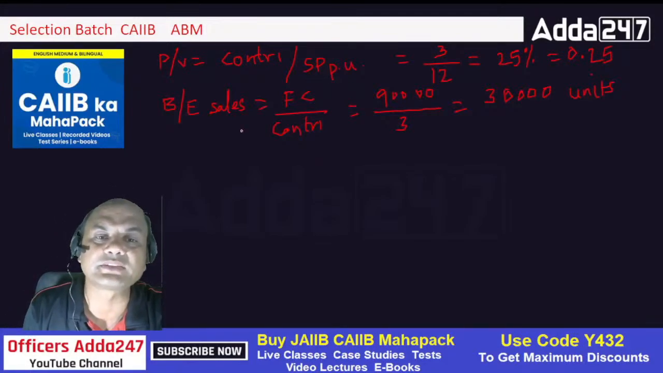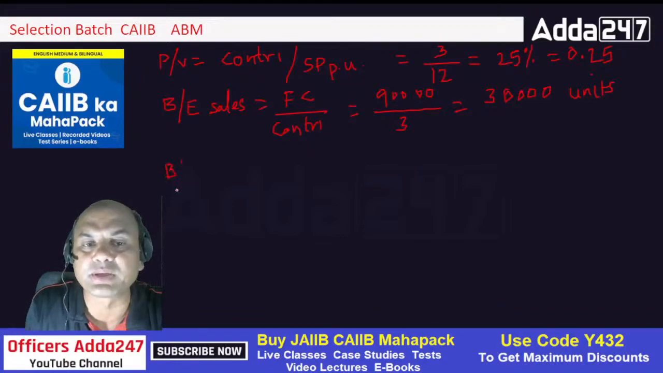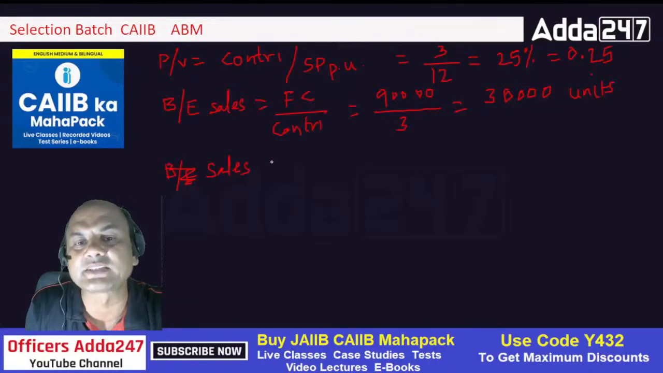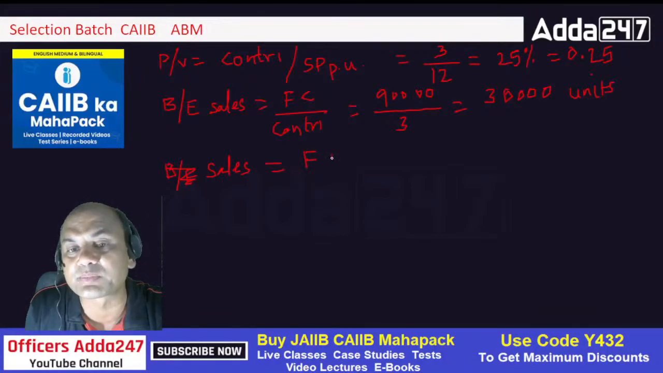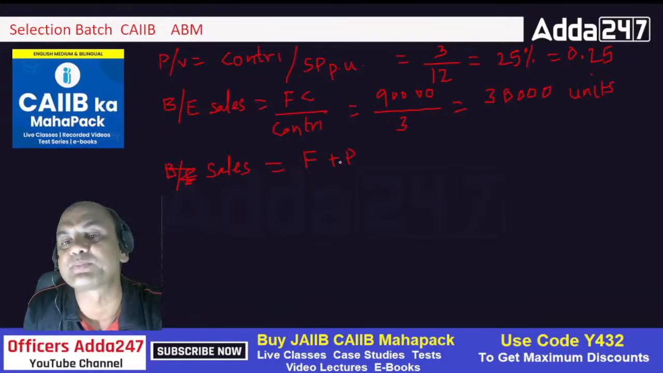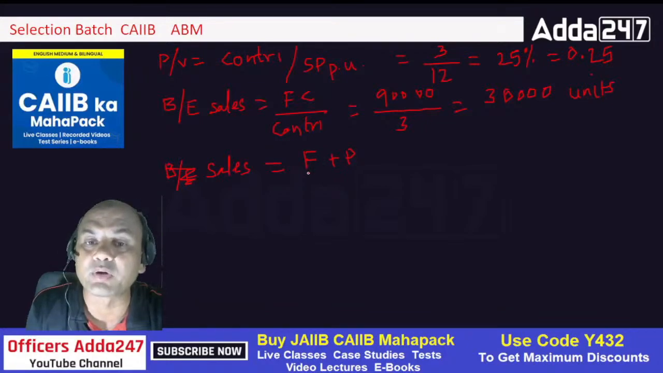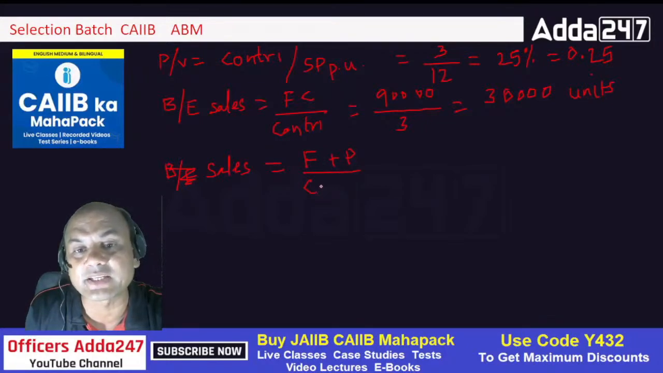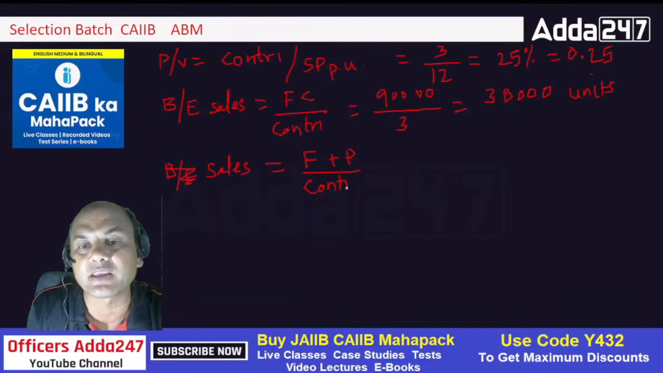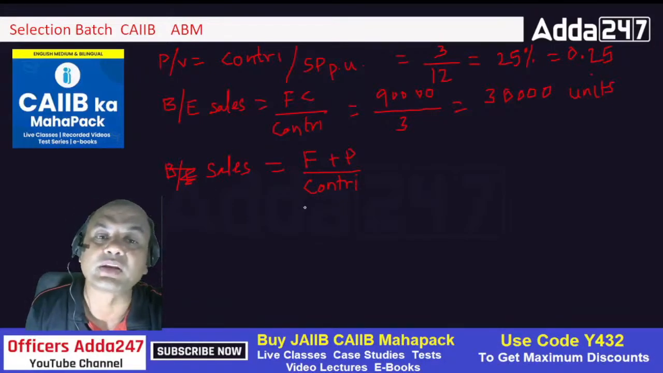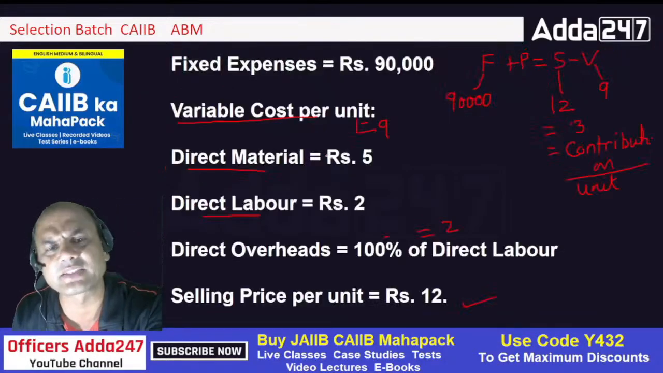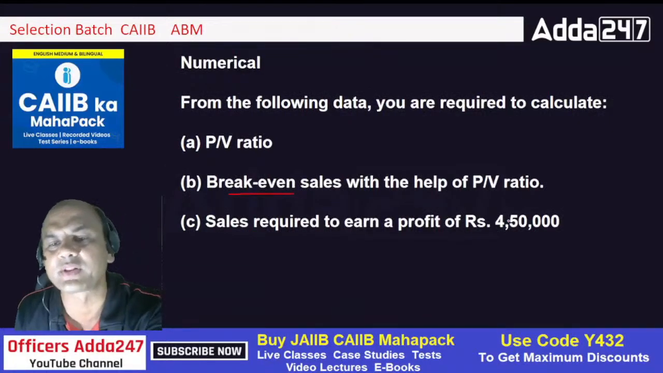Everyone, yeah? It is sales equals, not BE sales. Now I want sales, so forget the break-even. One thing which I'll change over here is fixed cost plus profit, F plus P, upon contribution. So this is my change: F plus P upon contribution. Now what is the sales required? It is given, no? Profit is given as 4,50,000.